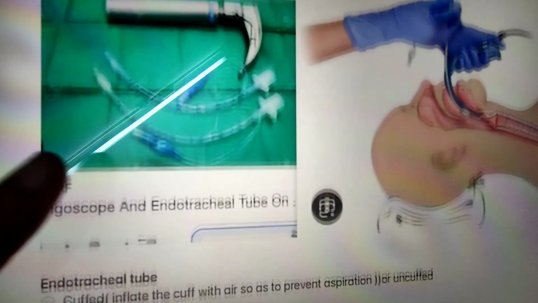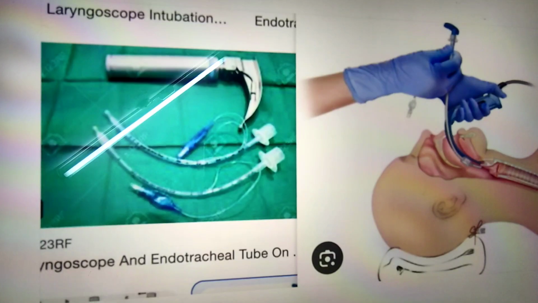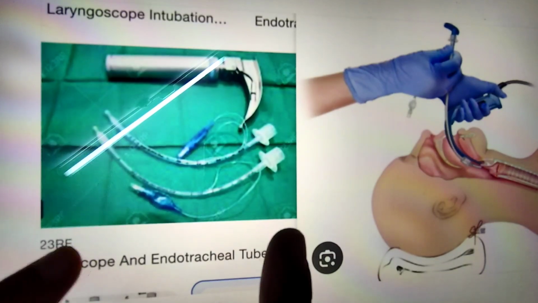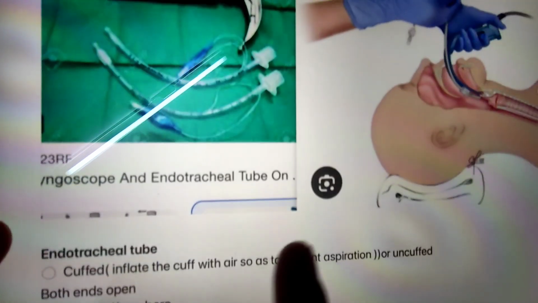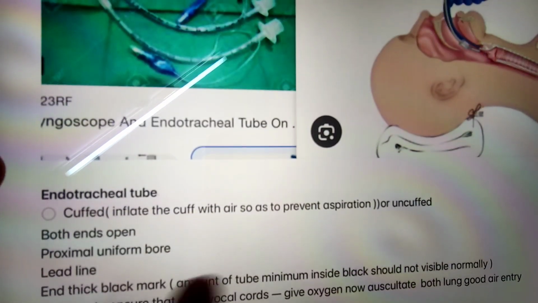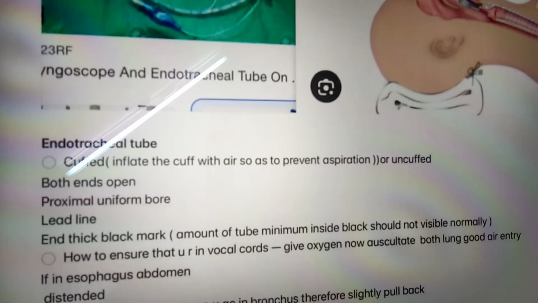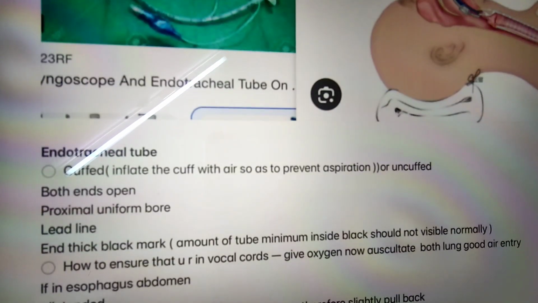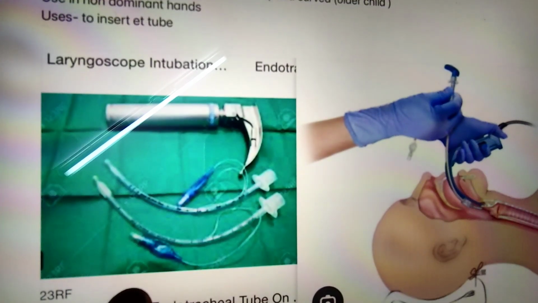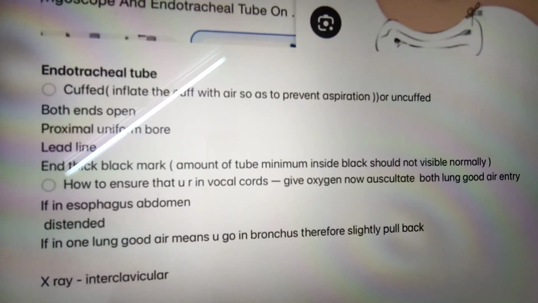Now how to identify that this is the endotracheal tube? Both its ends are open. Proximally it has a uniform bore, right? A lead line is present over it, and there is a thickened black mark on the tube. At minimum it should be inside, so that the black mark is not visible, right? Normally. This is not that clear in this diagram.